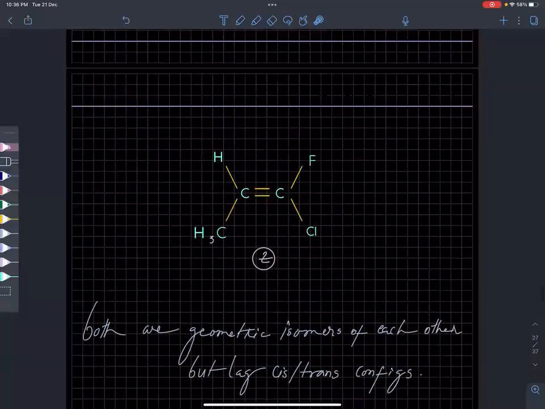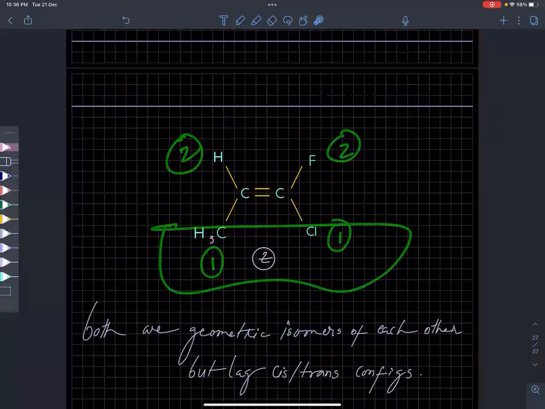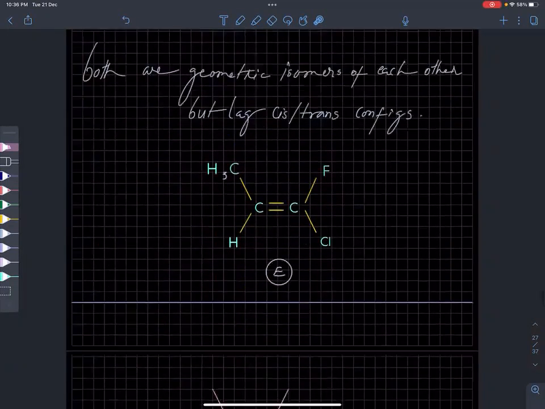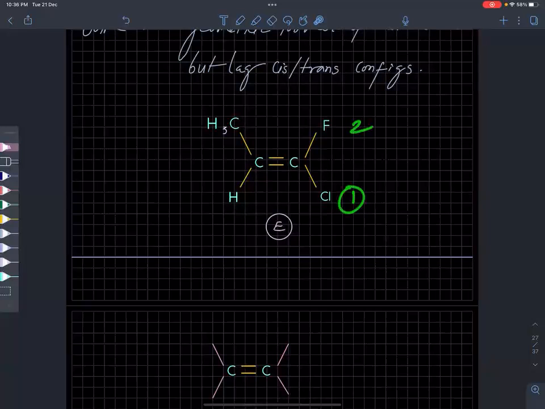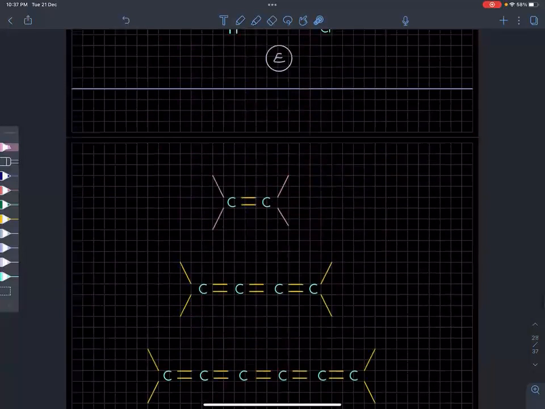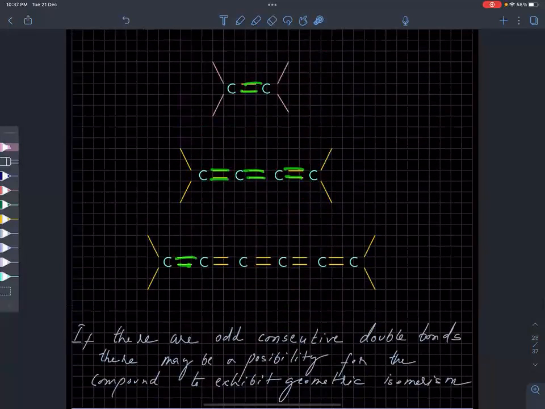What about this? Number 1, number 2. No cis and trans, because no same groups are attached. Clear? What about this? Number 1, number 2. What is on the opposite side? That's why it is E.